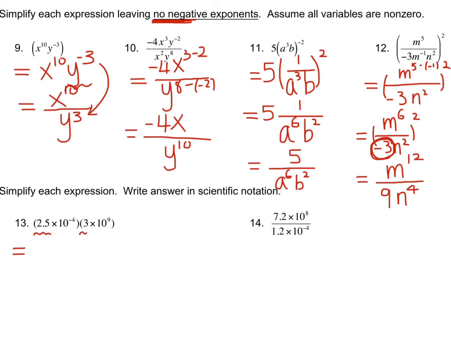2.5 times 3. So these are just numbers. I'm going to multiply them. 10 raised to the -4 power, 10 raised to the 9th power. They are the same base, so I multiply by adding the exponents, -4 plus 9. Turns out to be 7.5 times 10 to the -4 plus 9, which is 5.